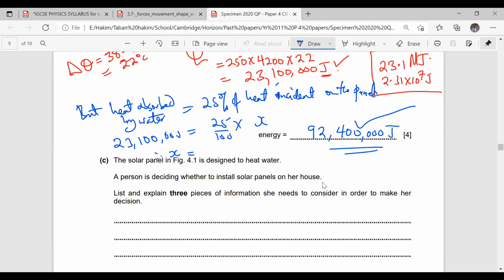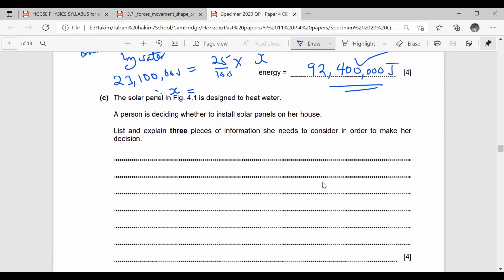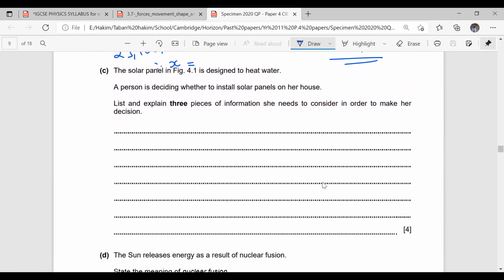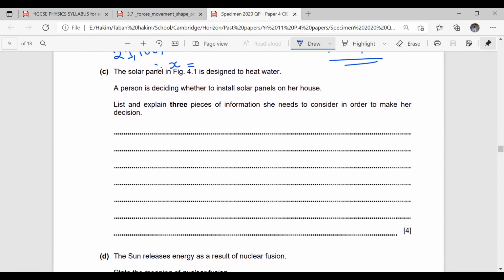There's no problem. Okay, so the solar panel in the figure is designed to heat water. A person is deciding whether to install solar panels on her house. List and explain 3 pieces of information she needs to consider in order to make her decision. So what would the person consider in installing the solar panel on the house? What do you think should be considered in this case?